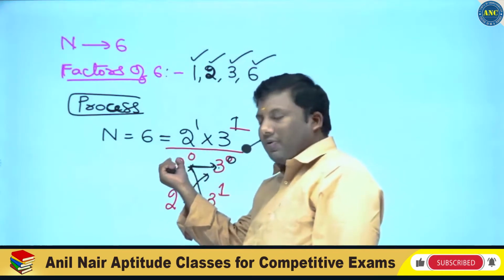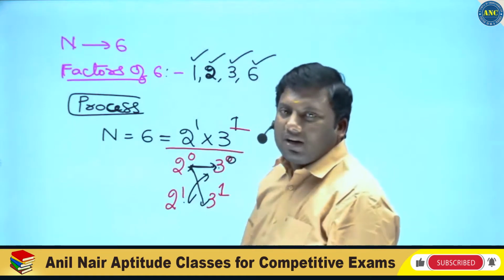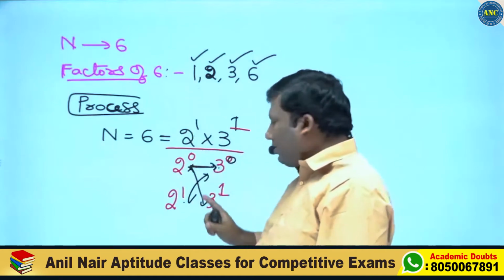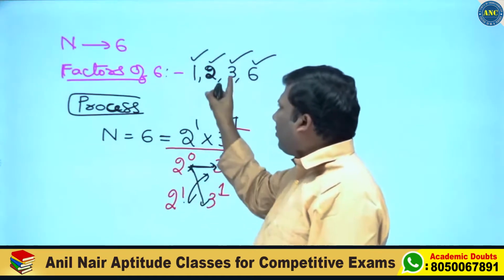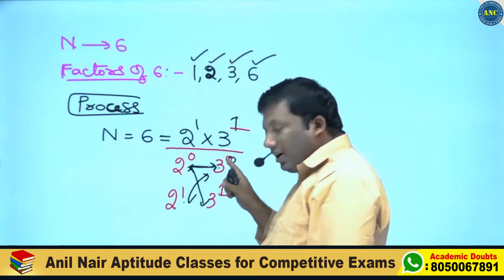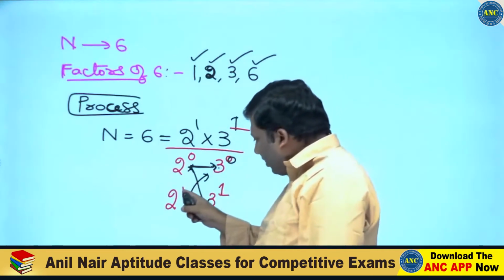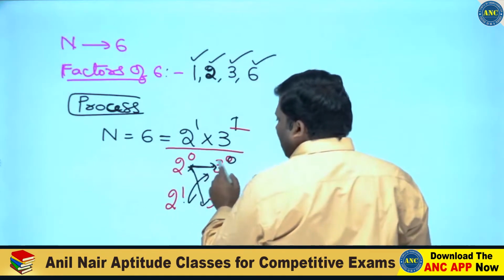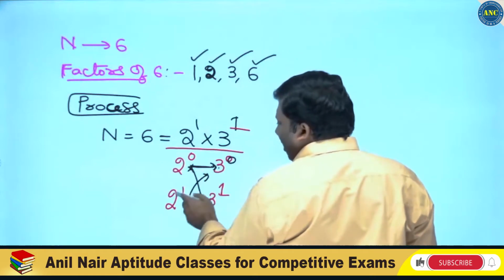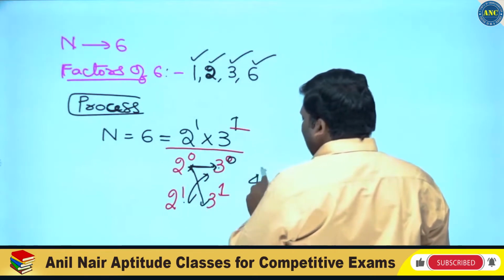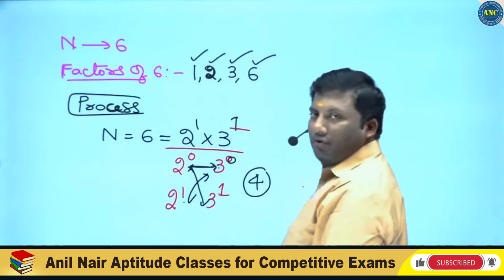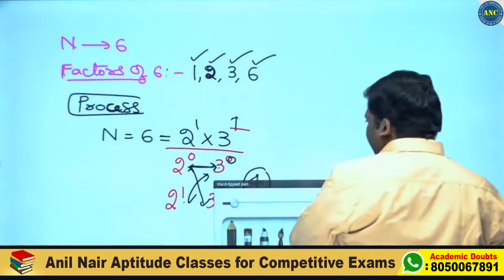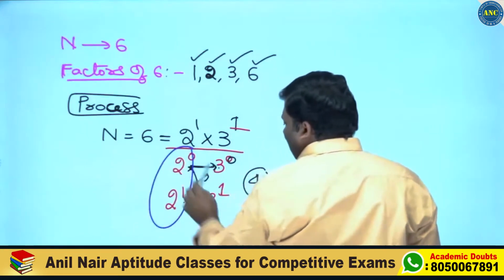Every power of 2 multiplied with every power of 3 gives a factor. 2 power 0 into 3 power 0 gives 1, a factor. 2 power 0 into 3 power 1 gives 3. 2 power 1 into 3 power 0 gives 2. 2 into 3 gives 6, a factor. So totally how many combinations? First combination, second, third, fourth. Totally how many factors are there for this number? 4. This can also be written as: from 0 to 1, how many cases are there?